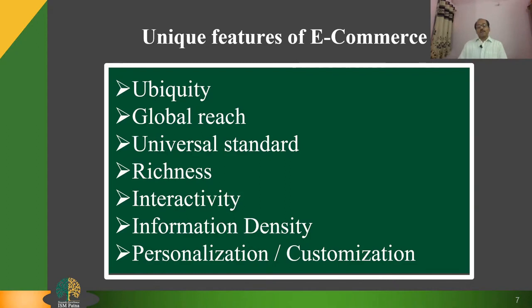So, there are 7 unique features, or we may say 8, of e-commerce technology that both challenge traditional business thinking and explain why we have so much interest in e-commerce. So, these features are ubiquity. Ubiquity means available just about everywhere at all times.